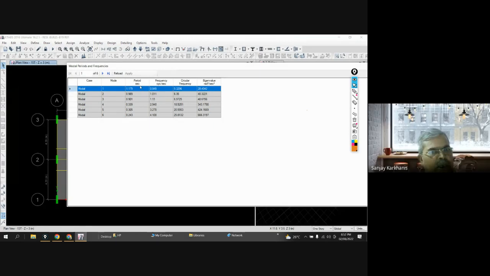So mode number 1 is having period equal to 1.179, frequency, which is this natural frequency, then this is circular frequency, and this is eigenvalue. Forget about eigenvalue. If you are not studying structural dynamics, you will not understand what this is. It is just square of this circular frequency. You can check it. But this is your mode. So the first mode, you can see always you will have a largest time period as your mode number 1.